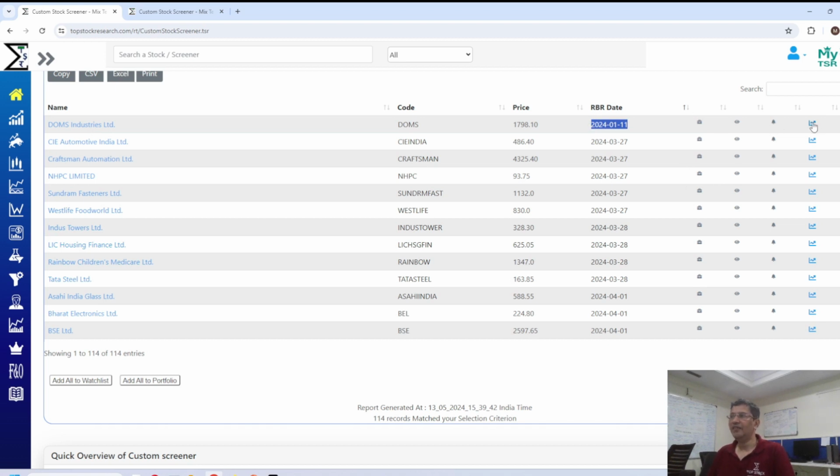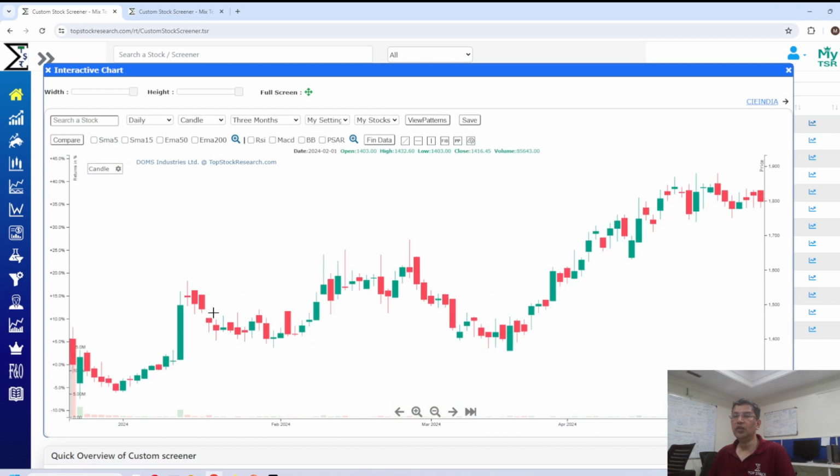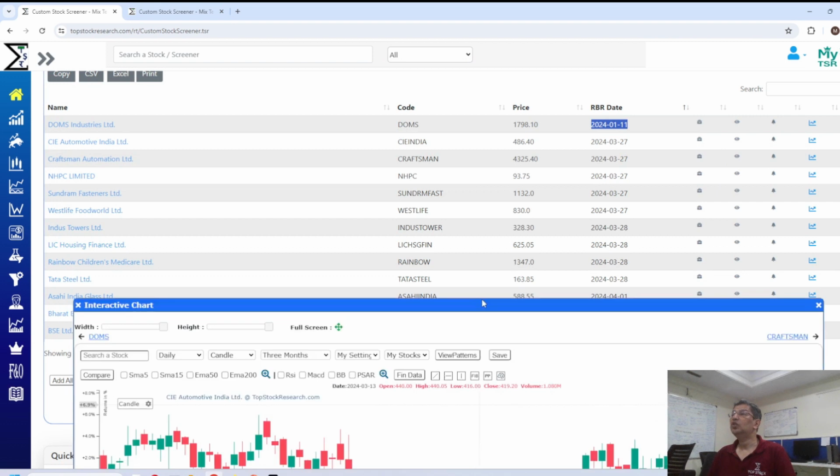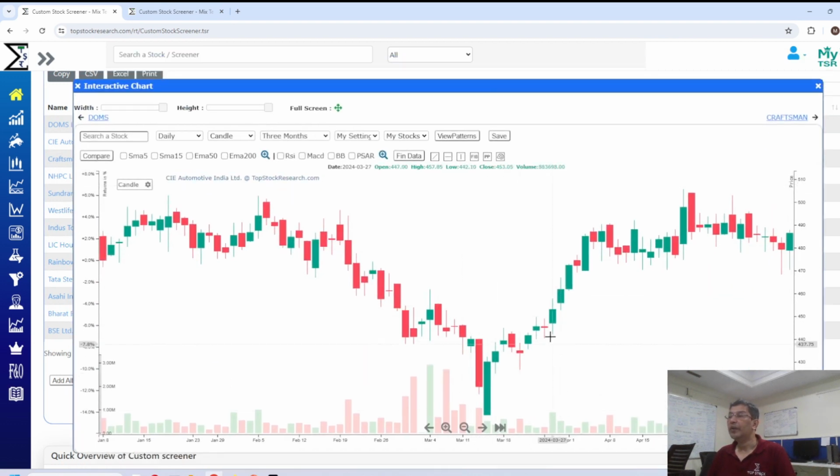Why is it relevant? It is relevant because it is still valid. So when you go back to 11th of January, this is the level. There you still have that zone, which is available and unfilled. So you still have that demand or supply zone. You go to CIE India. What date was it? CIE India was 27th of March. 27th of March is this level. No, this level. So this is still unfilled territory. This level is still unfilled.